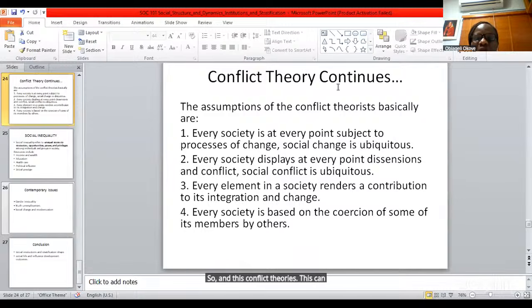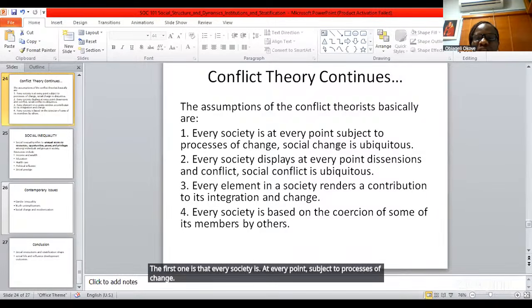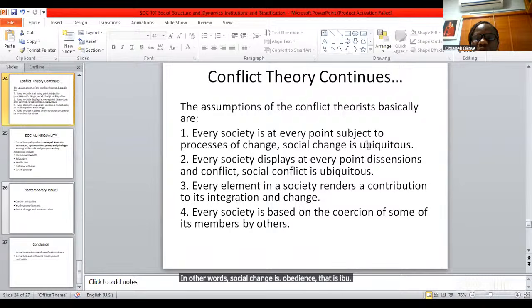This conflict theory is based on four basic assumptions. The first one is that every society is at every point subject to processes of change. In other words, social change is ubiquitous, that is, it's found everywhere. Again, every society displays at every point dissensions and conflicts. There's hardly any society where there is no conflict. So social conflict is found everywhere.